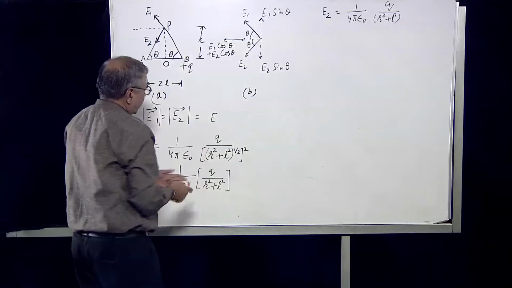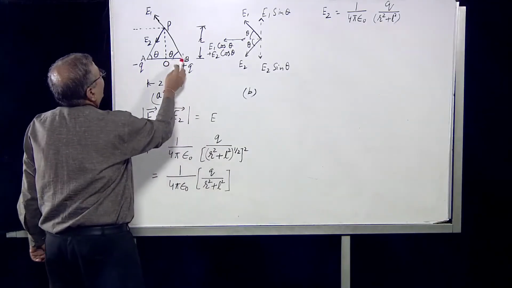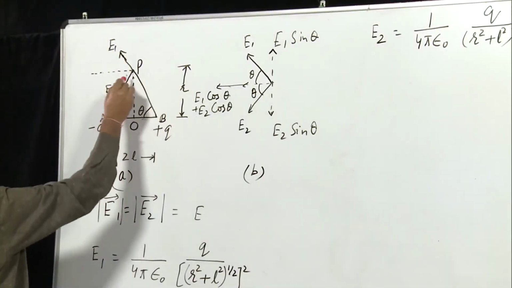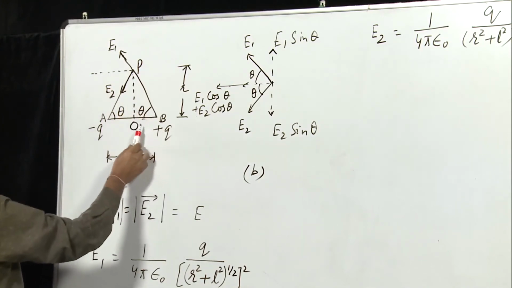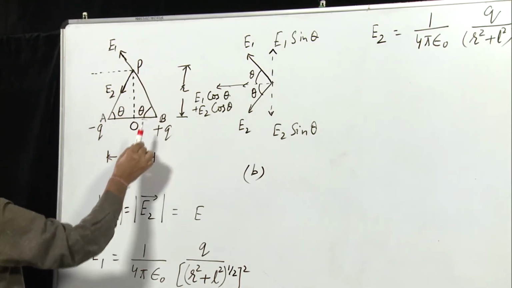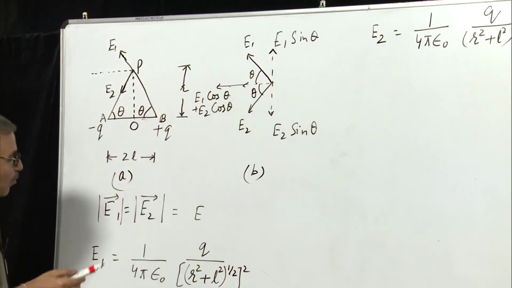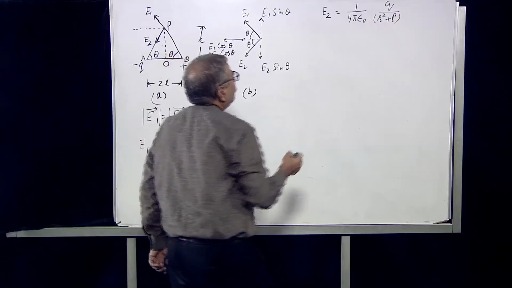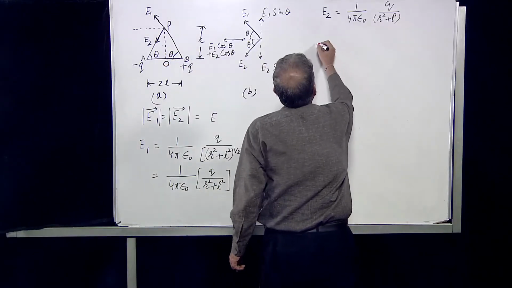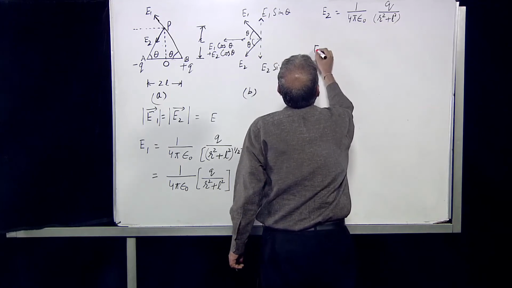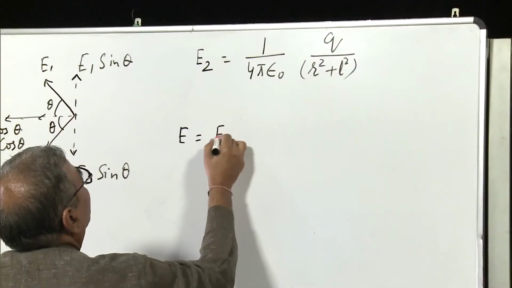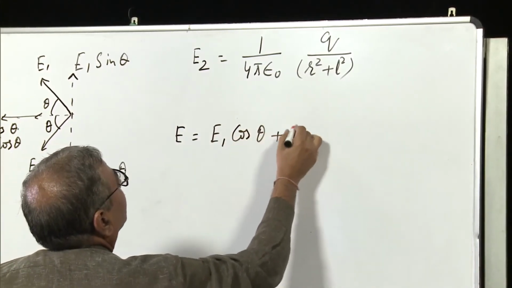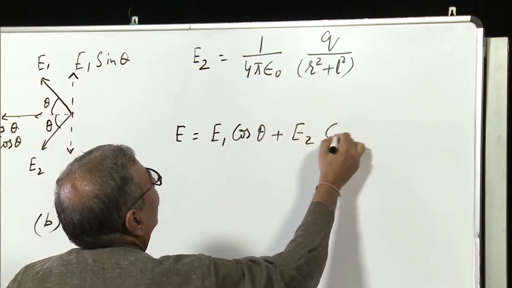because why we have taken r² + L²? So, this is L and this is R. We are supposed to calculate BP and AP. BP will be equal to square root of R² + L². When we take the square of the square root, it is simply R² + L² in both the cases. Now, net electric field E will be equal to E1 cos theta plus E2 cos theta.